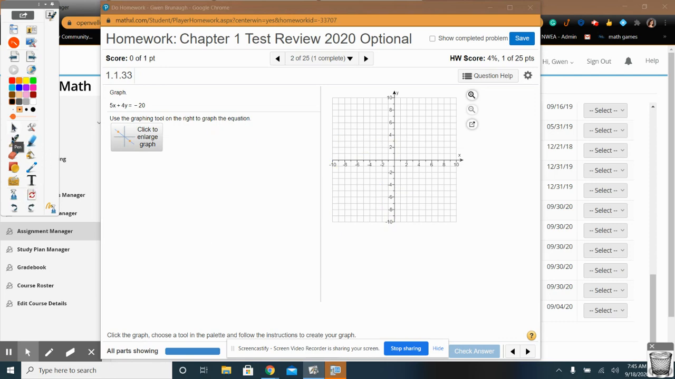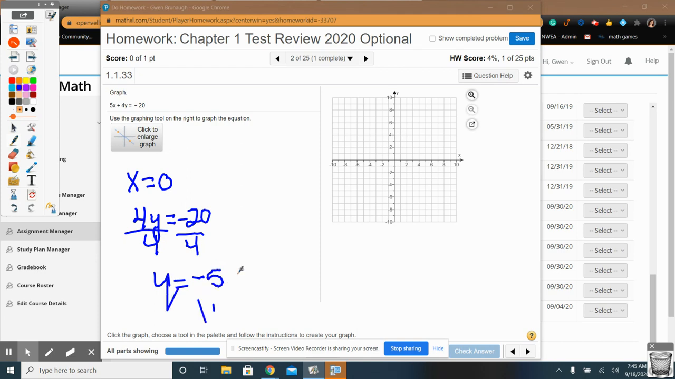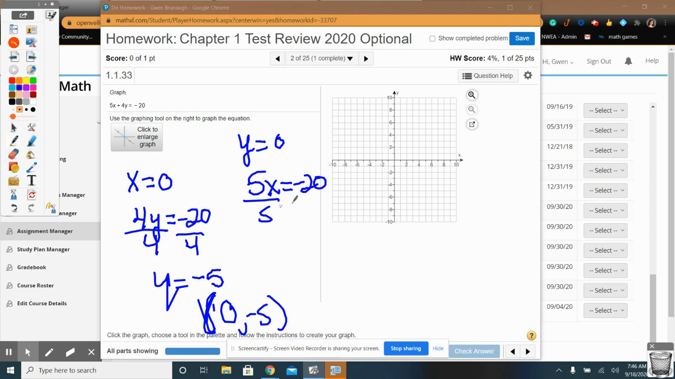We're going to graph this, and it will be easier for you to use the intercepts. You can get y by itself, but if you just let x equal 0 here, I'll have 4y equals -20. If I divide by 4, I get -5. So one of my answers is going to be 0, -5. That's going to be the y-intercept. If I plug in y equals 0, I'll get 5x equals -20. Divide both sides by 5, and I will get x equals -4. So my other point will be -4, 0.